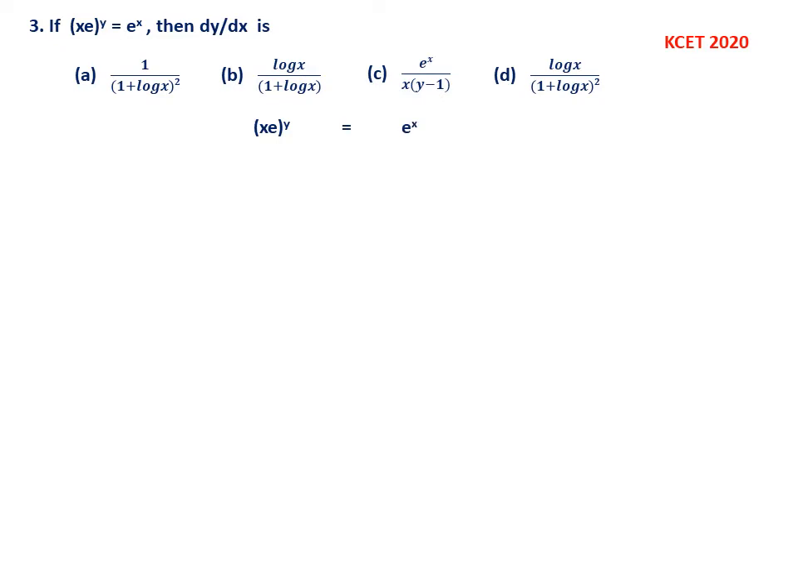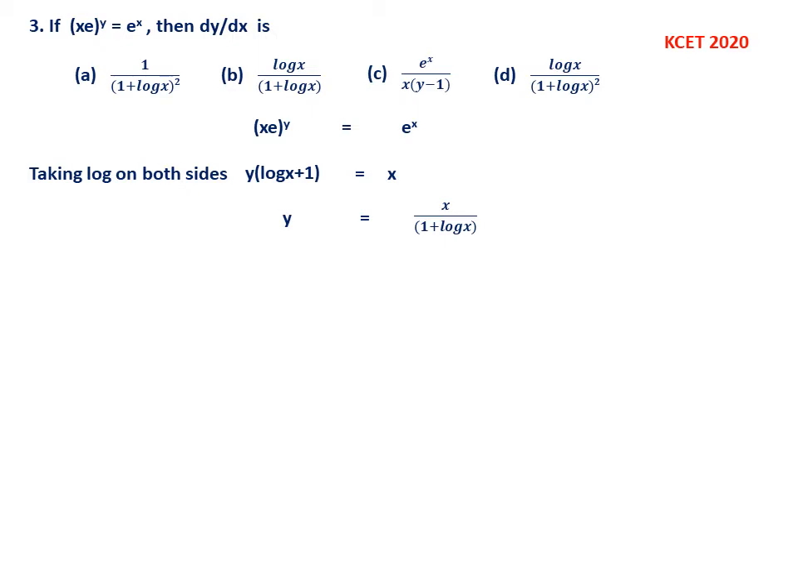What you have to do is, x e to the power y equals e power x. So take log on both sides. You get y into (log x plus 1) equal to x, because for x e, when you take log, it is log x plus log e. Log e is 1, so it becomes log x plus 1. Right side, of course, x. Now you can also write y equals x by (1 plus log x).